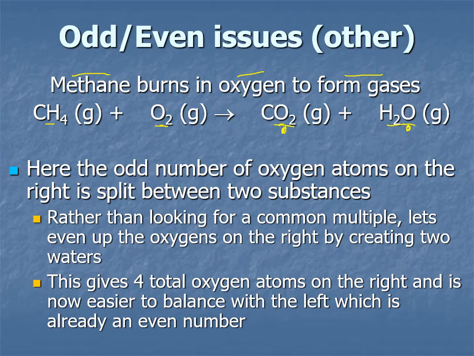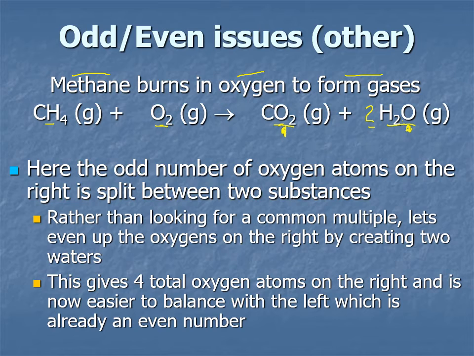So that's an issue. What you can do in this case is, if I've got an odd number like this 2 and 1 broken up, can I just even them up somehow? If I quickly go with a low coefficient of 2, now I have 2 oxygens here, and then 2 plus 2 is 4, and so now I have an even number on the right, and an even number is much easier to balance right to left. That would be an easy way to do it. So that's what I look for when an odd number presents itself and it's broken up over 2 substances.